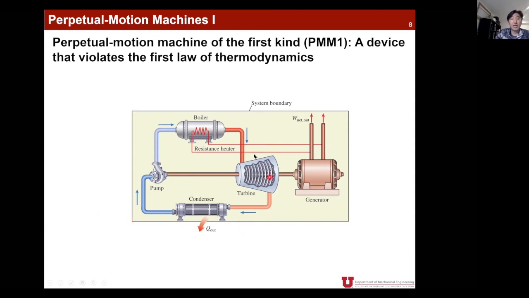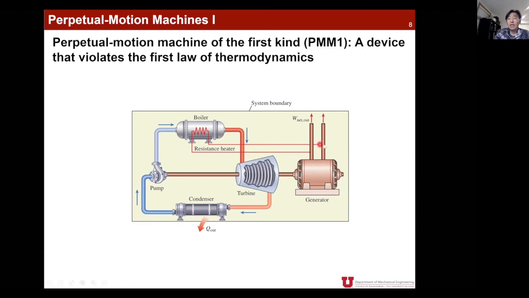Okay, we have a cycle that is basically a steam power plant. We have a boiler, condenser, pump, and turbine. Again, let's assume that one engineer, who probably did not study thermodynamics well, came up with this idea. What he claims is that the turbine is connected to the generator, and obviously this generator generates electricity.